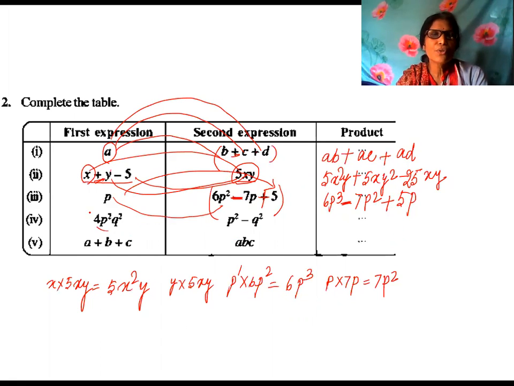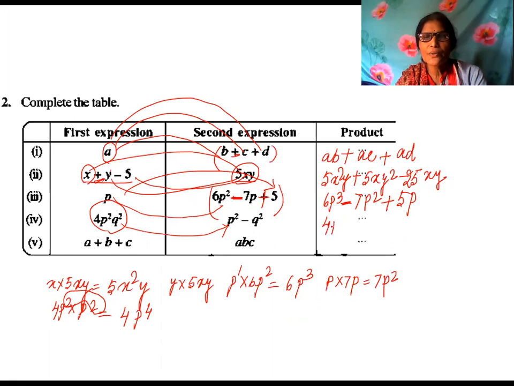Now coming to the fourth one. 4p square into p square. So 4p square times p square, powers will be added to give you p power 4. So 4p power 4. Next 4p, but there is a q square here, so I'll write q square also.